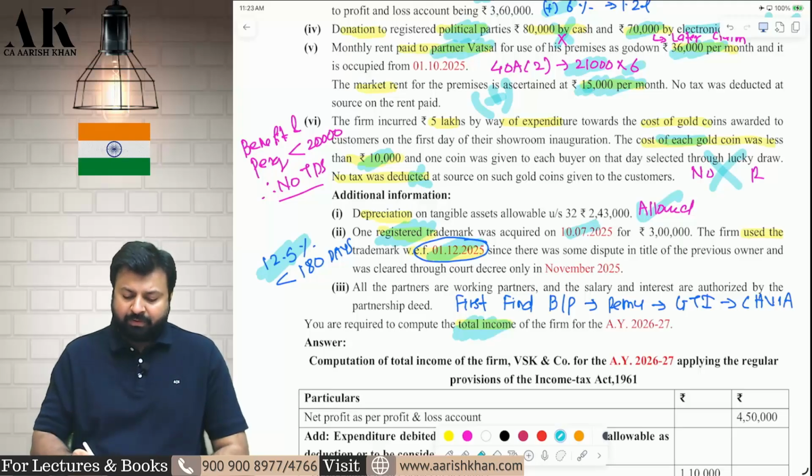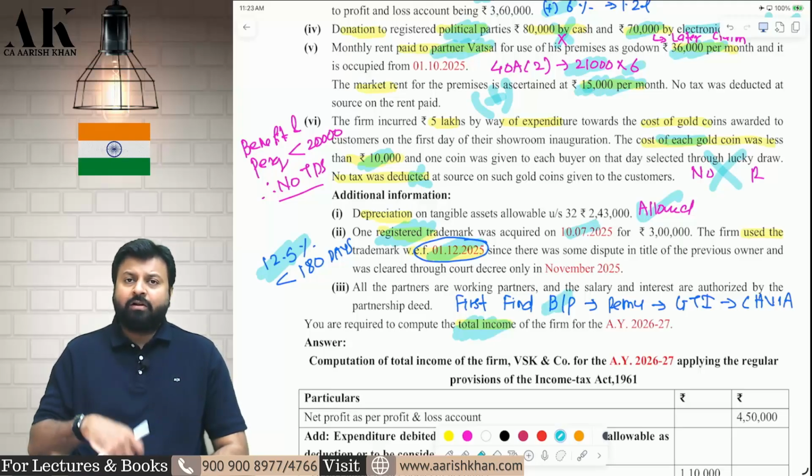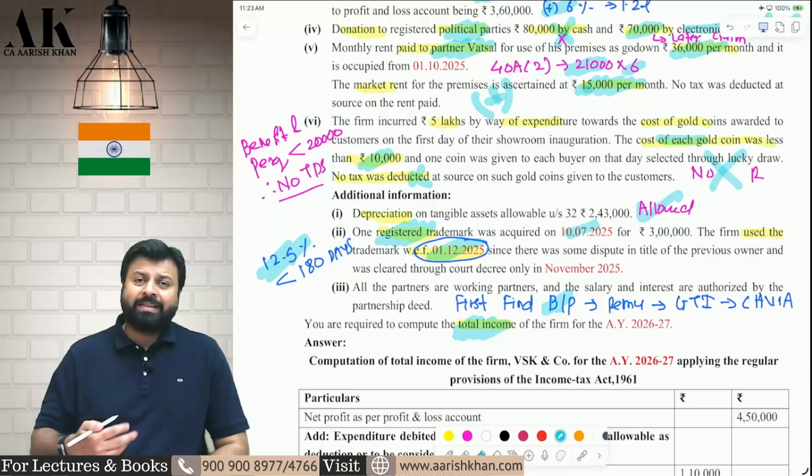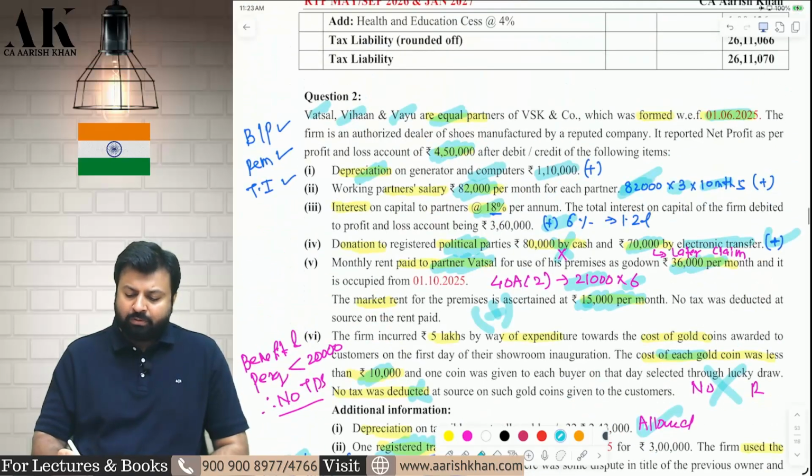After that, you compute book profit, and then find out the remuneration maximum allowed. Up to 6 lakh book profit, 90% of book profit. Above 6 lakh, 60% of book profit. Compare that with actual. Actual is how much? 82,000 into 3 into 10. Whichever is lower will be allowed.